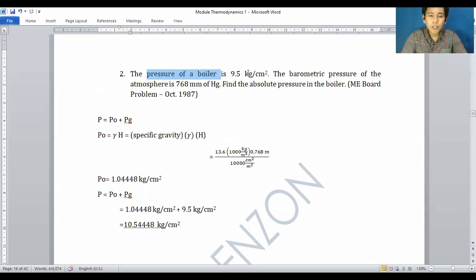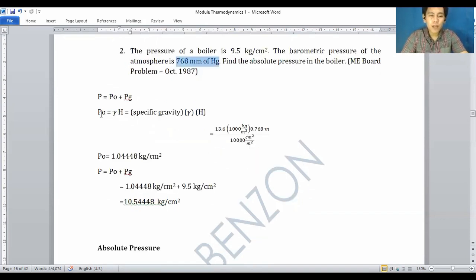But here is the catch. The unit of the gauge pressure is not the same as the unit of the atmospheric pressure. So we have to centralize all the units first. We have to make this atmospheric pressure into kilogram per cm squared. Our mother equation, our general equation, is absolute pressure equals atmospheric pressure plus gauge pressure. Whereas our atmospheric pressure is equal to gamma h, which is specific gravity times gamma times h. Since it is at standard condition, we assume already that the density is 1000 kilogram per cubic meter. If the problem did not state its condition, we assume that it is a standard condition.